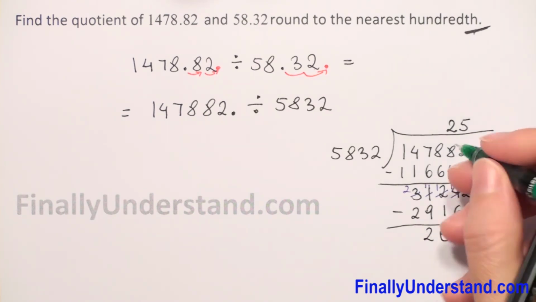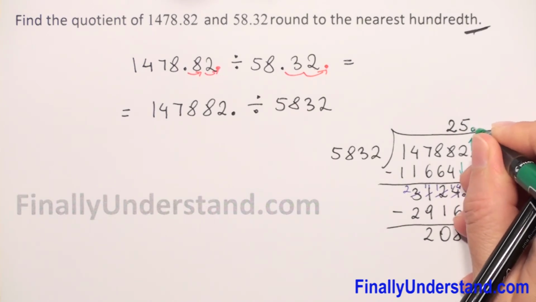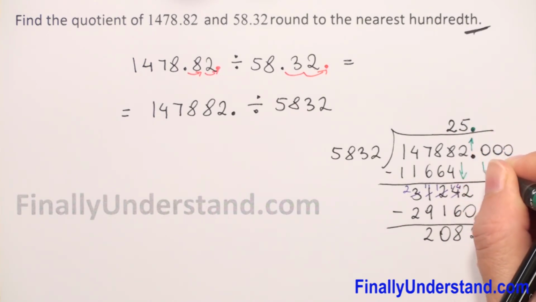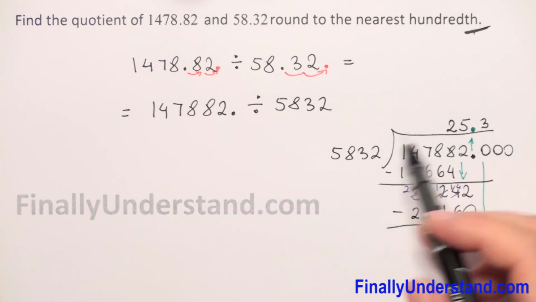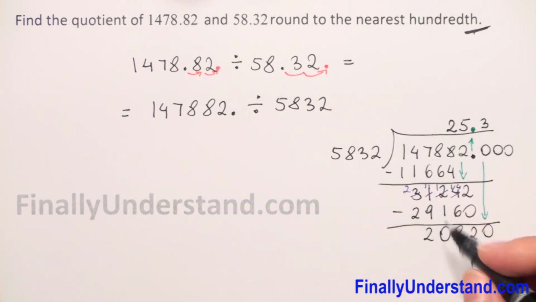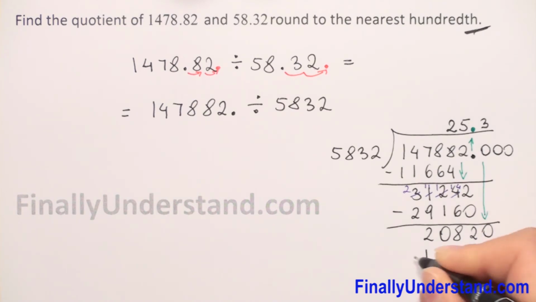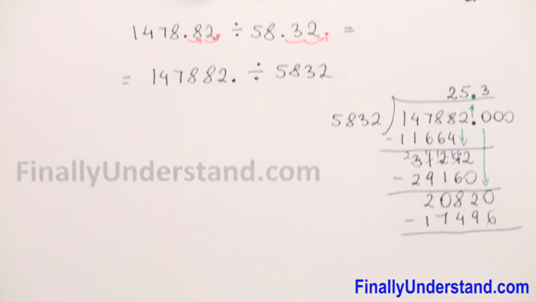What next? We have to bring the decimal point to the top exactly in the same column, and we take the next digit down. So we have now 20,120 divided by 5,832. It will be 3 times 5,832, so it will be 17,496. Subtraction we have to do again.